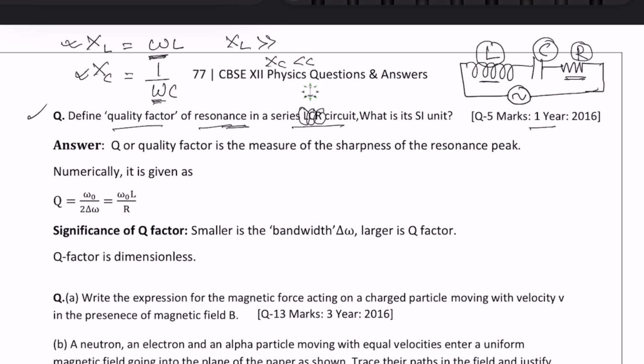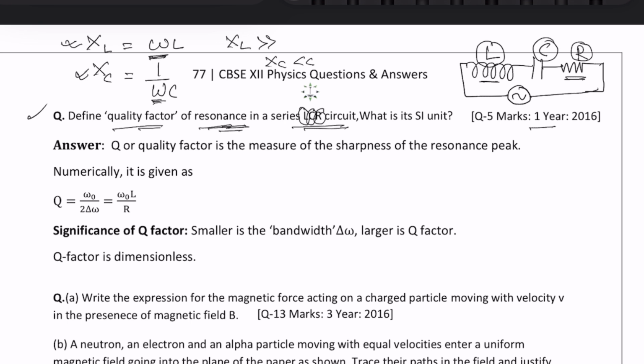For this particular frequency, the current in the circuit will be maximum. This is called resonance. So at resonance, if we set a frequency of AC, capacitive reactance and inductive reactance mutually cancel each other, and the resistance is less in the circuit, current is maximum. This is called resonance. So now you know what an LCR circuit is, what resonance is.